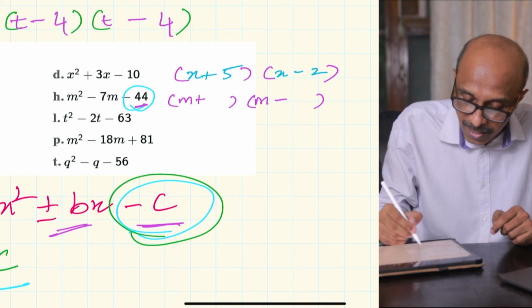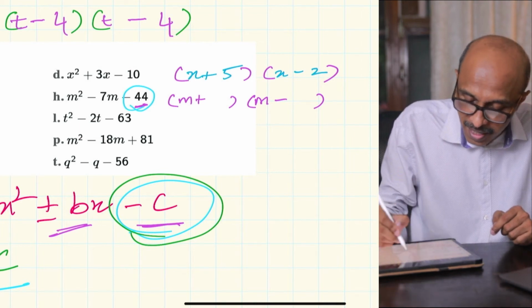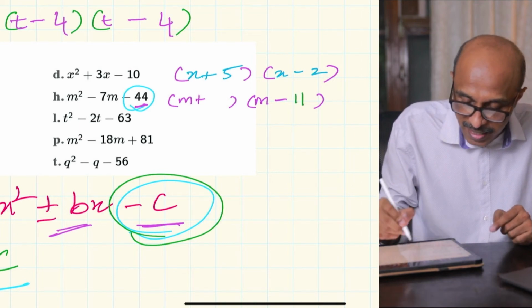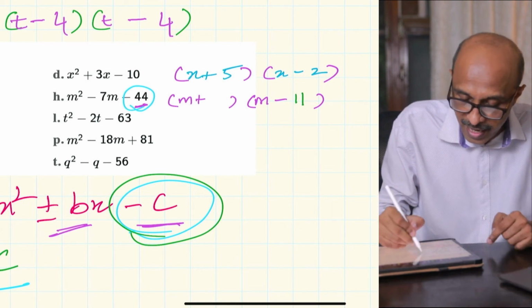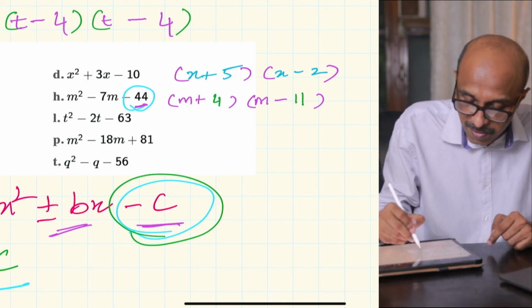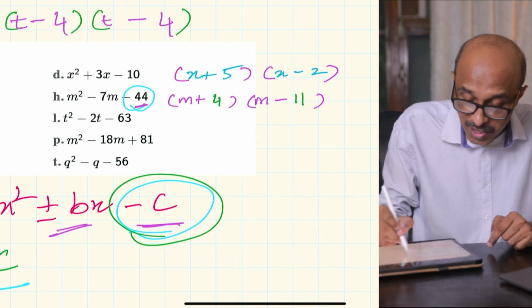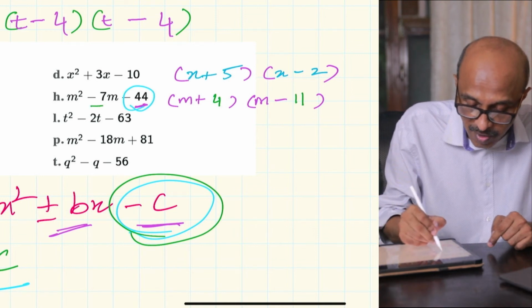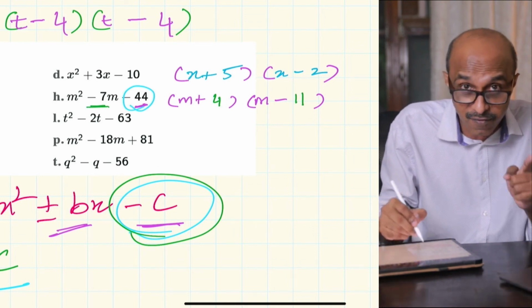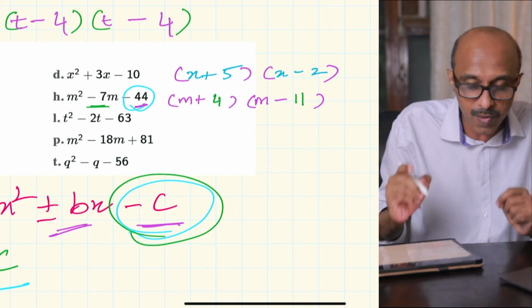So when I'm putting 11, it should be here. m minus 11, that's with the negative sign, and m plus 4 will be here. 4 times 11 is 44, but the signs should be consistent because that is what's going to give me a negative 7. Negative 11 plus 4 gives me negative 7. That's what you've got to be careful about.